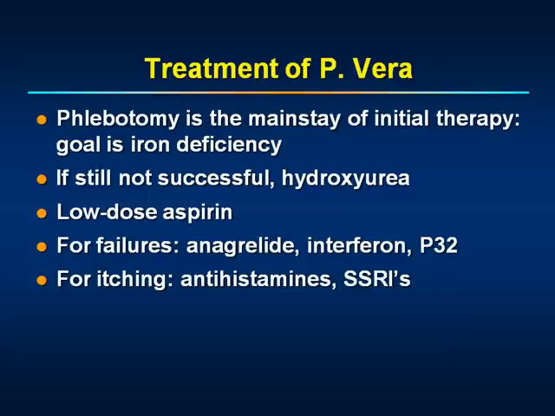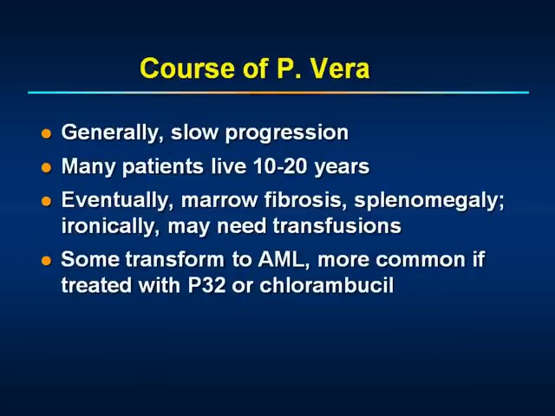These patients, when they become iron deficient, remain with a normal hemoglobin. If not successful, hydroxyurea is used. Low-dose aspirin often accompanies this to keep thrombosis down. And other treatments can be used for failure, such as anagrelide, interferon, P32, and for itching, antihistamines and SSRIs. The course of P Vera is generally slow progression. Many patients live 10 to 20 years.